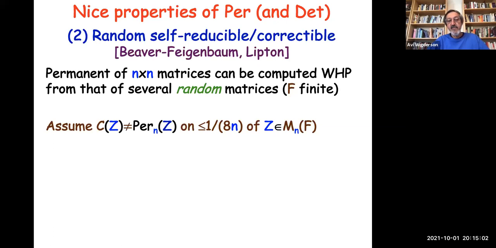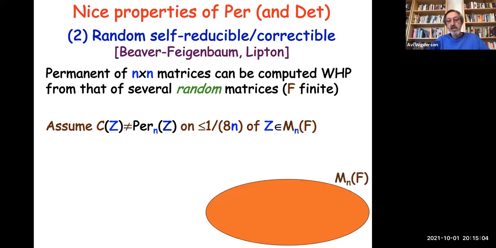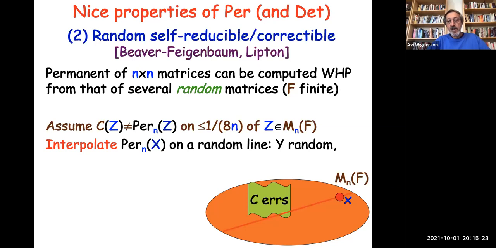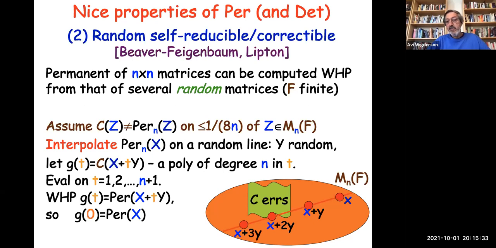So here's how you recover from this. Here are all the matrices. Here's the place where the circuit makes an error, and you don't know what this set is, and you want to compute the permanent of this matrix X. You don't know whether it makes an error on X or not. What you do is interpolate. Choose a random line through X. Pick a random matrix Y, and then look at the line, which contains X, X plus Y, X plus 2Y, and so on.